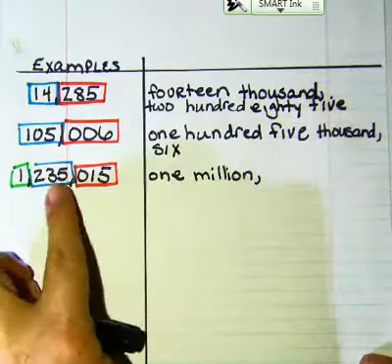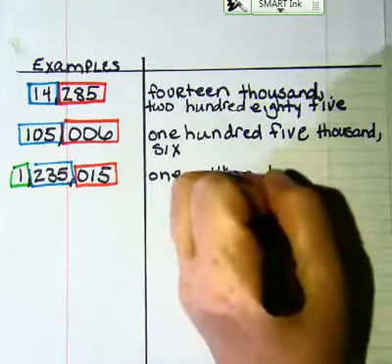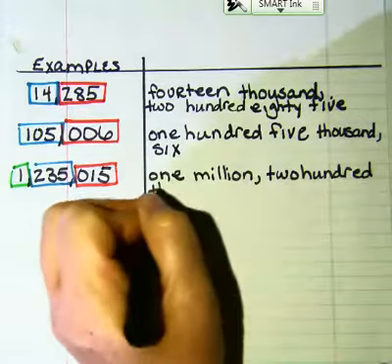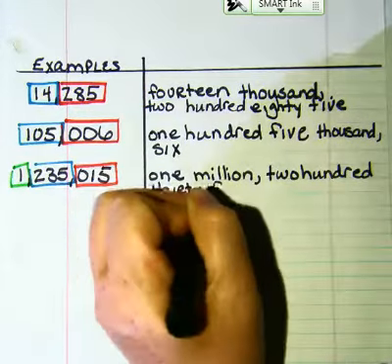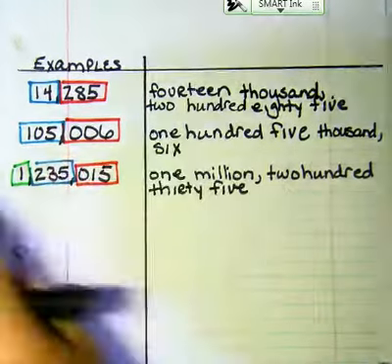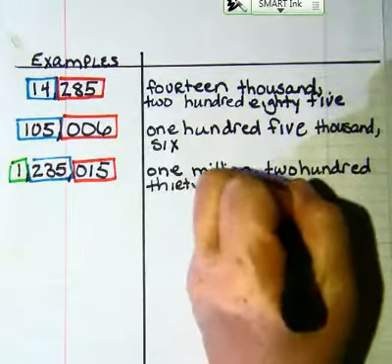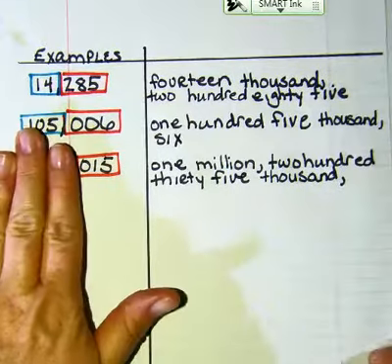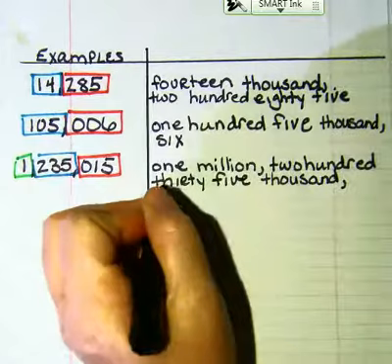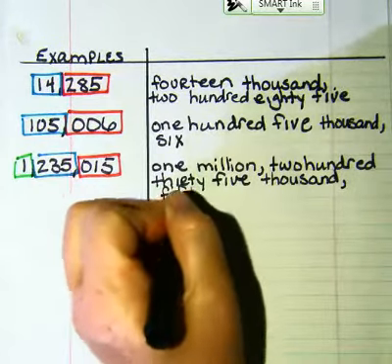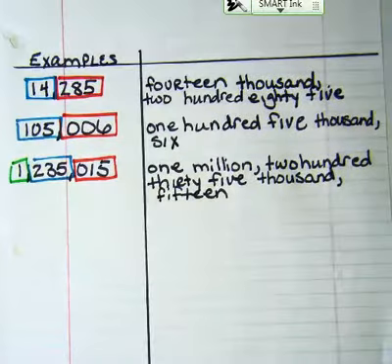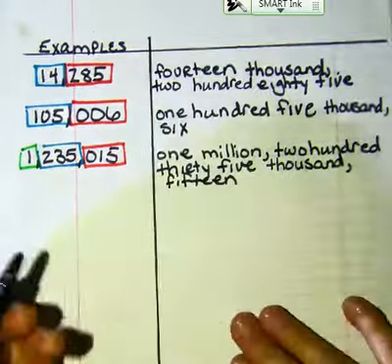comma, 235. And because it's blue, we say 1,000. And we're going to put a comma because we're changing color. And then my final is 0, 1, 5, and that's 15. And because it's red, we don't have to name it. So the way you say this number is 1,235,015.